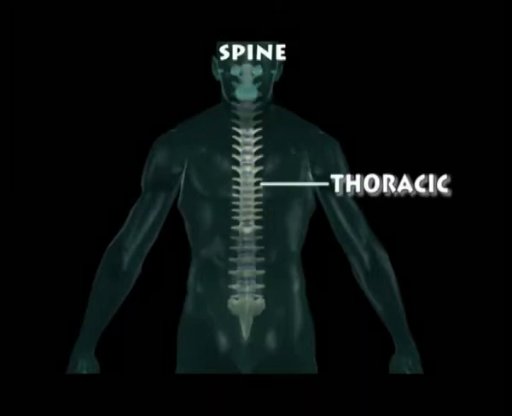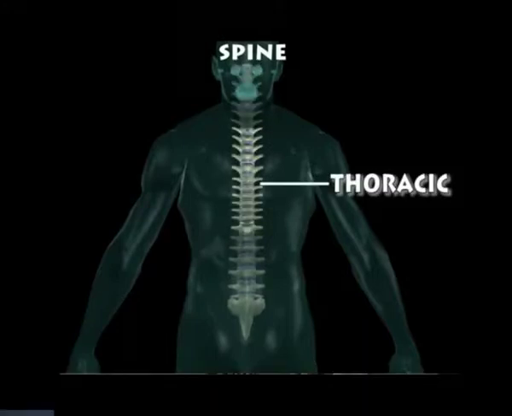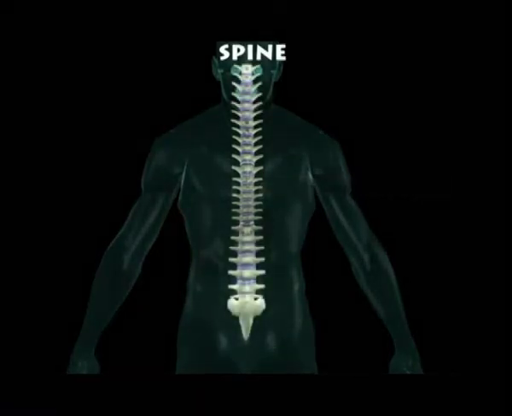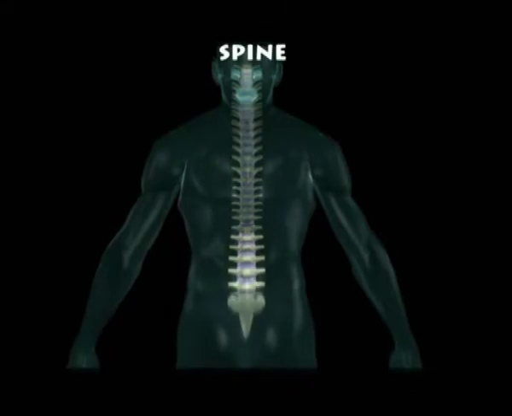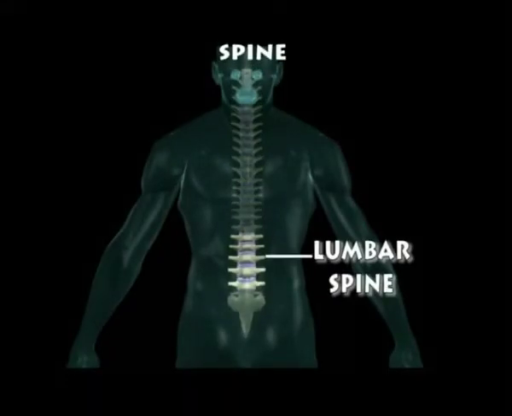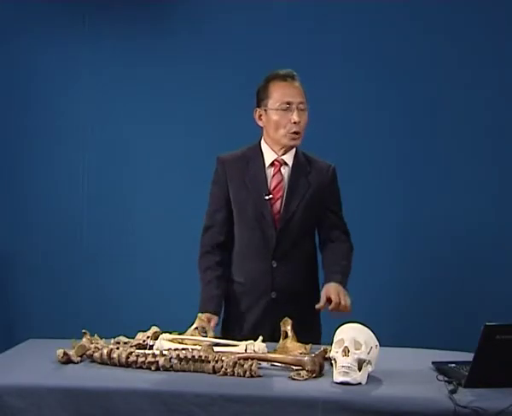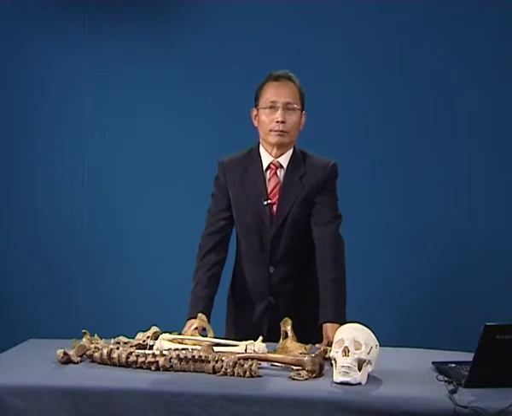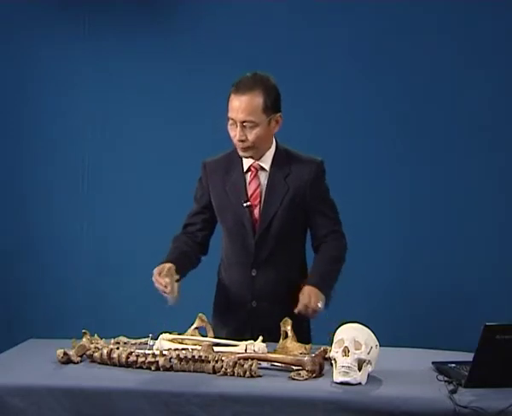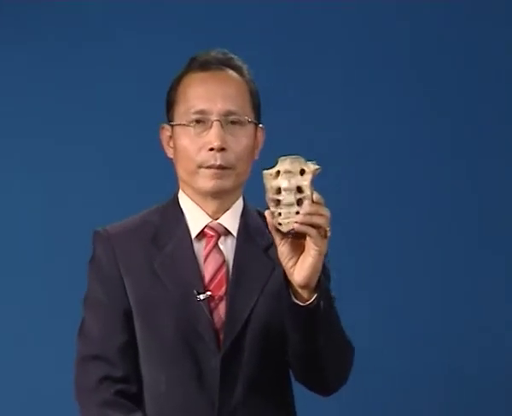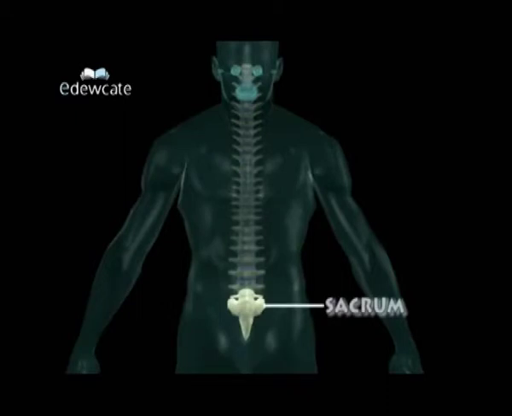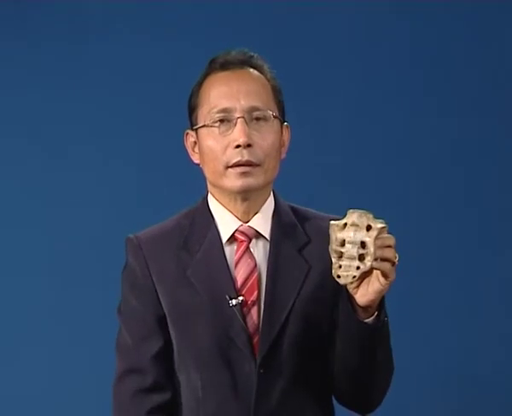And in the thoracic region, there are 12 vertebrae. Below the thoracic region, there is the lumbar region, and the lumbar region has 5 vertebrae. Then after that, we have the sacrum. This is the sacrum. This has altogether 9 bones fused together.